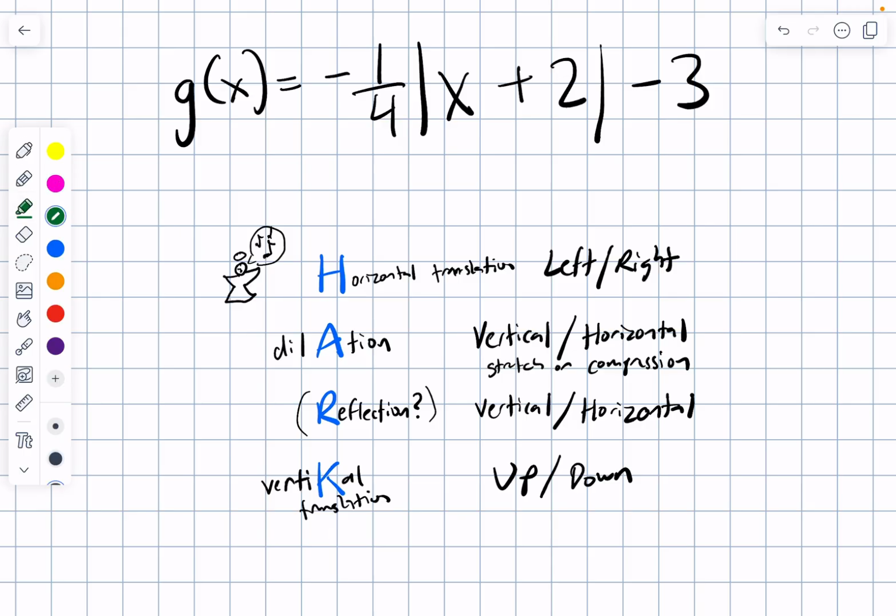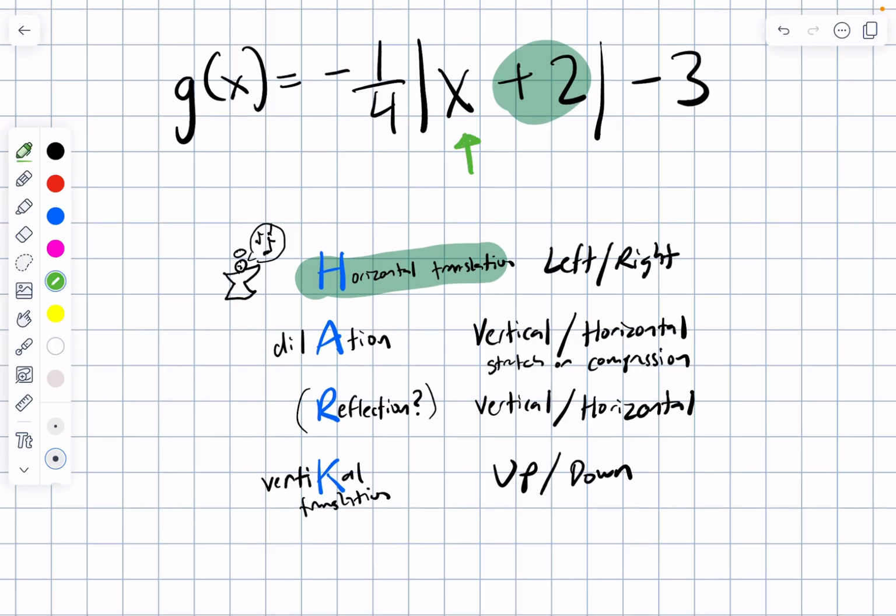Okay, so first off, horizontal translation would be what's on the inside. So this would be moving it to the left because my vertex is -2. -2 is to the left. So this is a horizontal translation left 2 units. Then we have a dilation. That would be our A value.